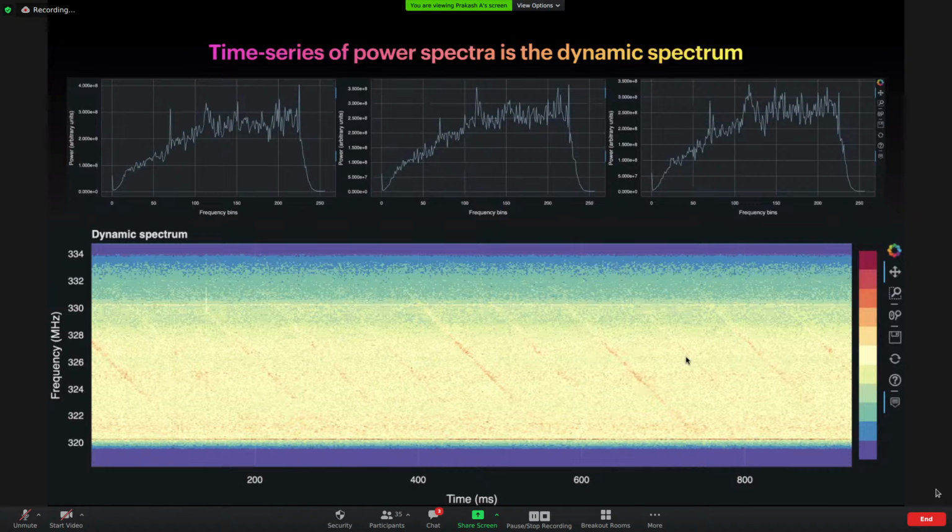Now, in a few cases, you'll see that it's a bit flipped. At this point, it would be very important for you to know which axis is time and which is frequency. Obviously, that may be easier because the dimensions are very different.